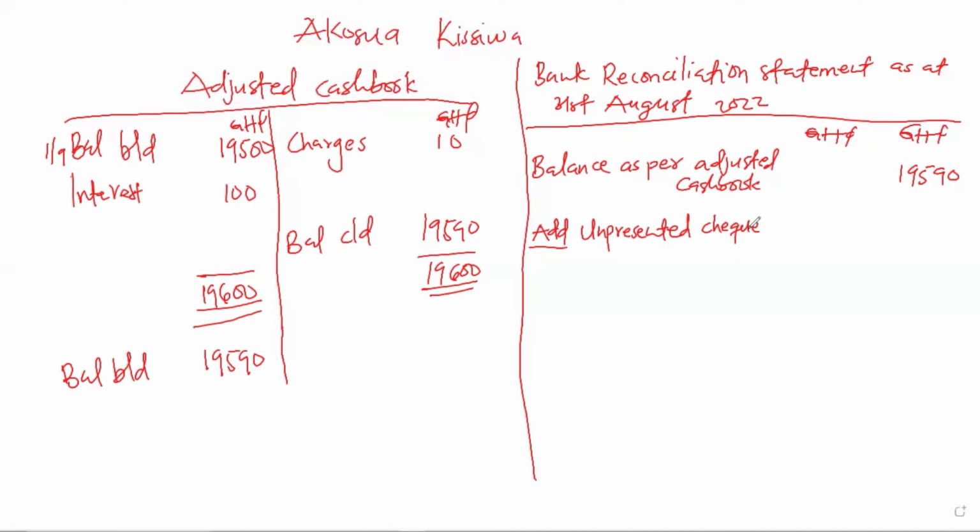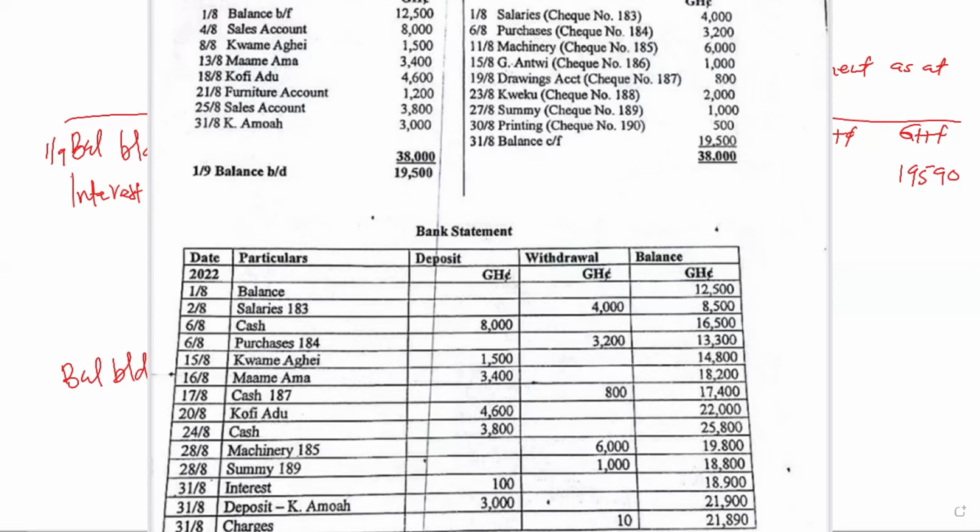But then after giving the check, the bank has not yet credited our account with the amount. So the figure that we find on the debit side of the cash book, and when we come to the bank statement we can't find it on the credit side, is what we call an uncredited check.